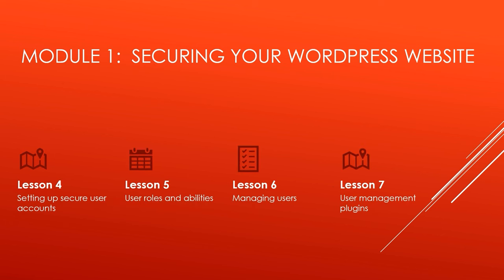We then went on to talking about, and I kind of mixed these lessons up, but it made sense to do it this way. You learned about the user roles and abilities or capabilities, if you will, in WordPress. And then we went about setting up secure user accounts. Now, we learned how to manage our users by using a couple of user management plugins. We used the members plugin so that we could assign multiple roles to our user, which the default WordPress users interface doesn't allow us to do.